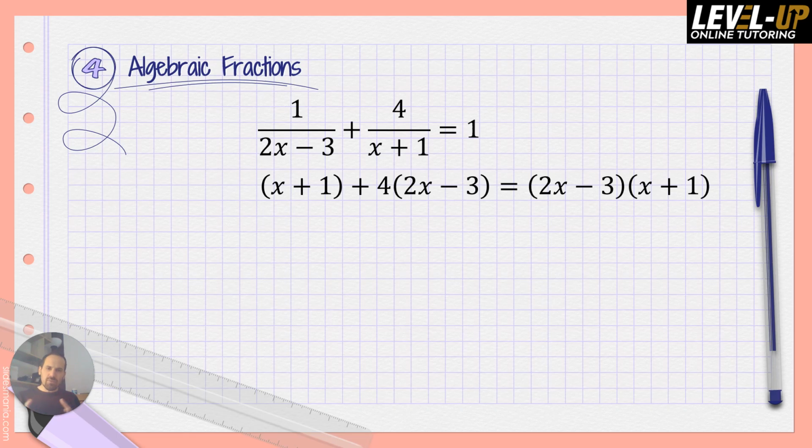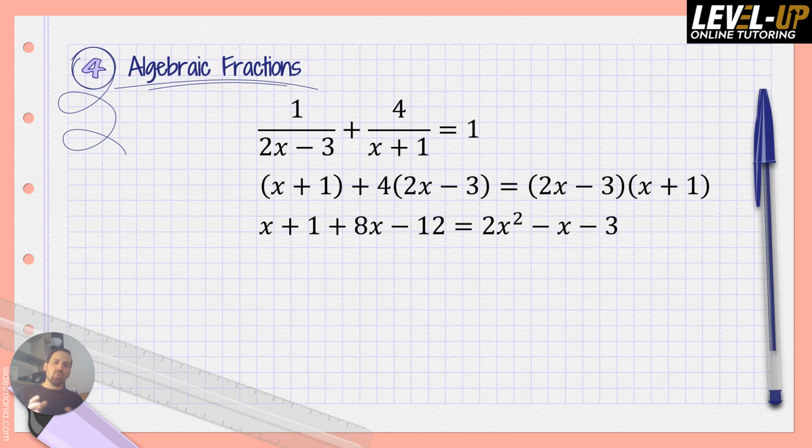Once we've done that, you see what we've got here. It's a lot of stuff we've already seen. So a lot of brackets here. We just need to expand out all those brackets. So x plus 1 is just x plus 1. We multiply that 4 through by the 2x and minus 3. On the other side, we've got a double bracket, so we multiply that out in the same way we saw earlier.